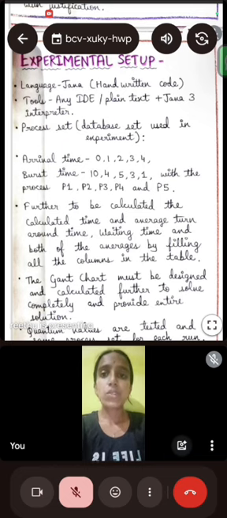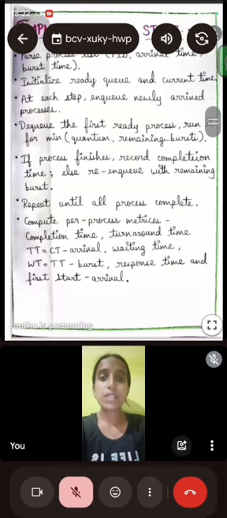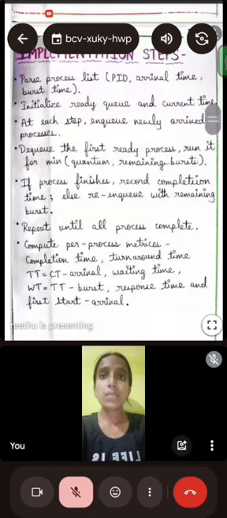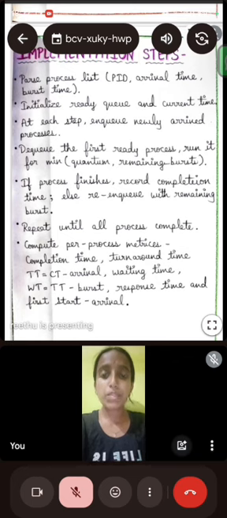So let me go with the next part: implementation steps. The round robin scheduler was implemented in Java using an object oriented approach. Each process was represented using a process class containing its PID, arrival time, and burst time. We can call them in short TT, WT, RT. Remaining time and completion time are also calculated.